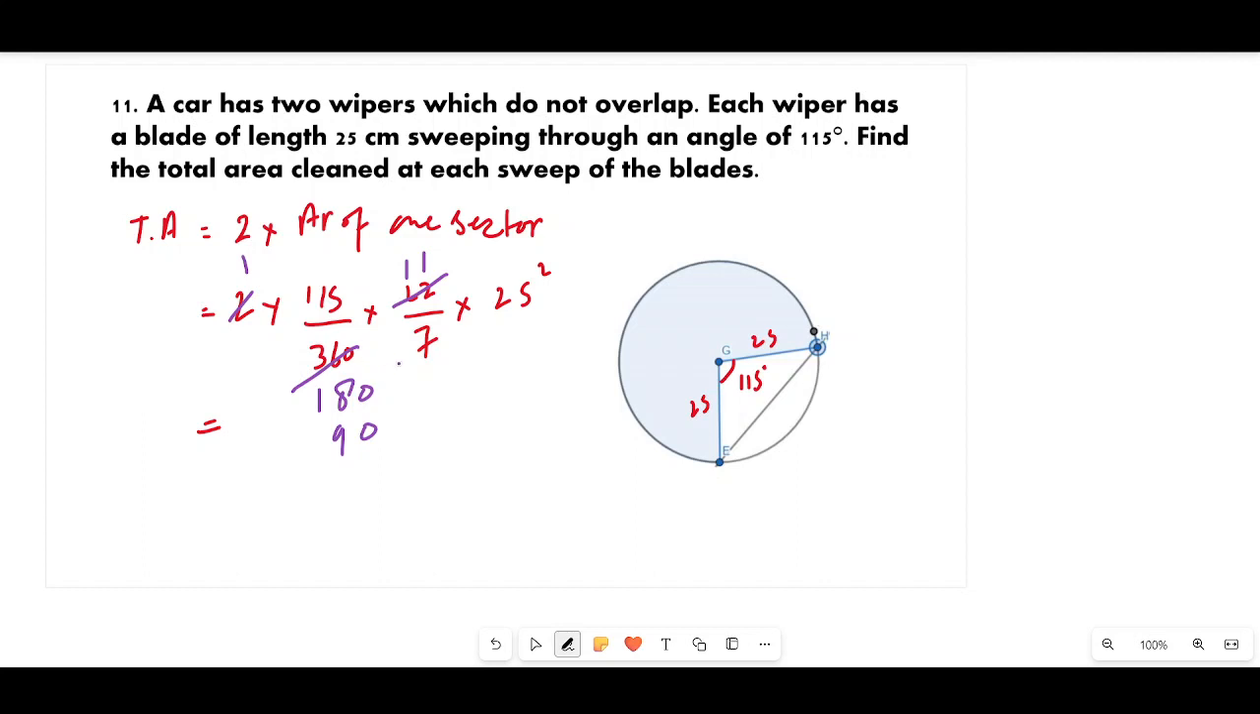Now cancel out with 5, 5 2 are 10, 5 3 are 15, and this will be 5 1 are. Now in the denominator there will be 126, in the numerator 23 into 25 square, 625. If we multiply, we will get 158125. So this is the answer. Clear? Now come to the next question.